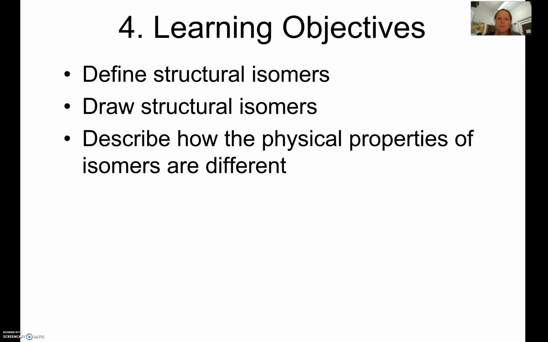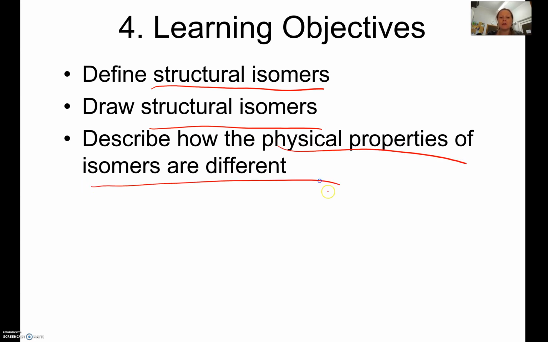This is Lesson 4. Our learning objectives for today are to define structural isomers, to draw structural isomers, and describe how the physical properties of these isomers are in fact different.